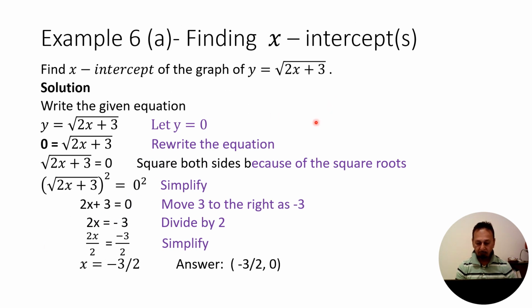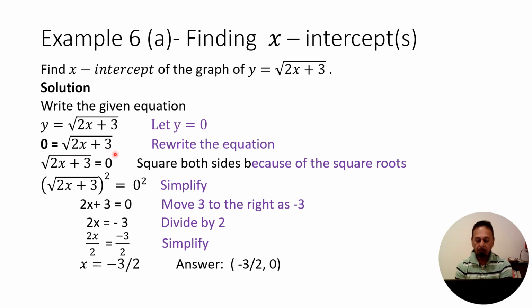Example 6. Finding the x-intercepts of the graph. Here we have the equation square root of y equals square root of 2x plus 3. Again, let's write down the equation. Since we want to find the x-intercept, we're going to let y equal 0. So y becomes 0, and we have 0 equals square root of 2x plus 3.